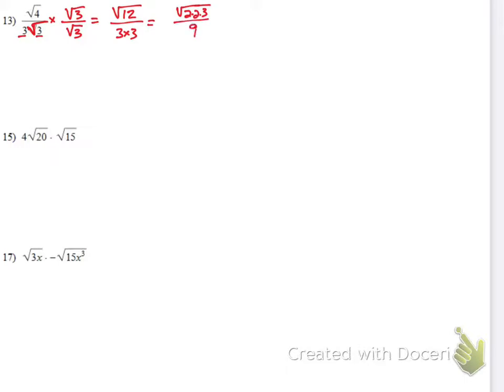And underneath is 9. And then I'm going to take the 2's out, so it's going to be 2 radical 3 over 9. And I can't do any more with that.